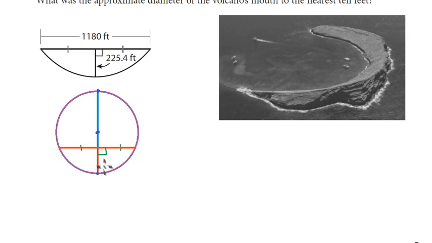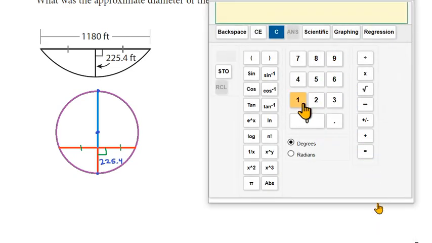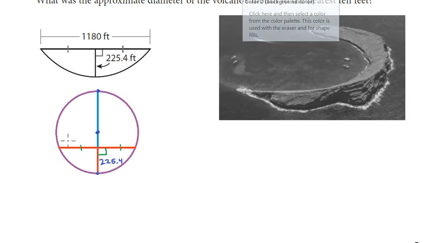So I know this side was 225.4. I'm not going to write the unit of measure here. And this whole thing from here to here is 1180. Let's find half of that. So 1180 divided by 2 is going to give us 590, and that means this is 590 and this is 590. Well, class, we learned something.